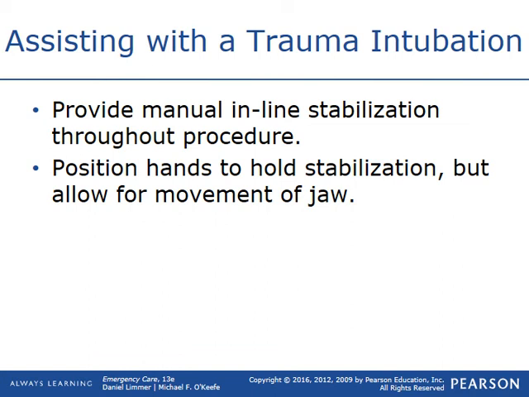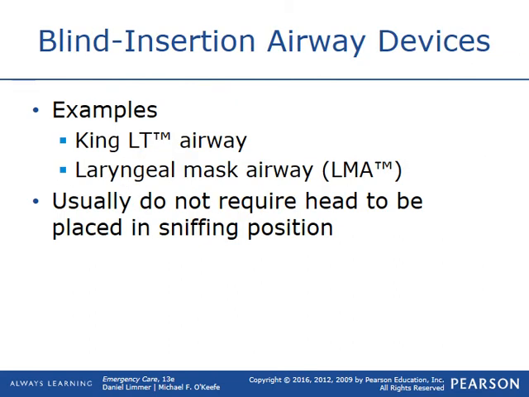If you're assisting with a trauma intubation, you may be asked to provide manual inline stabilization throughout the procedure. So position the hands to hold stabilization, but allow for the movement of the jaw so that the paramedic or intermediate can successfully intubate them. Your blind airway insertion devices, such as the King airway or the LMA, laryngeal mask airway. We don't use the laryngeal mask airway in the field in these areas, but we do use the King LT. These usually do not require the head to be placed in a sniffing position. You can insert these at about any angle.